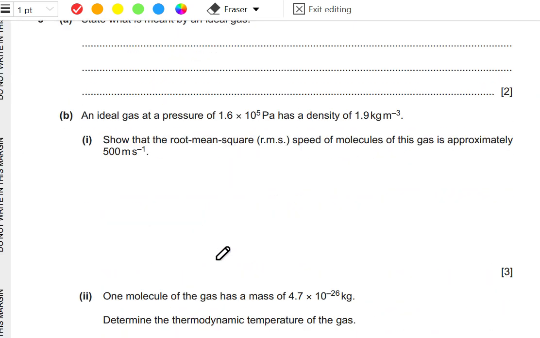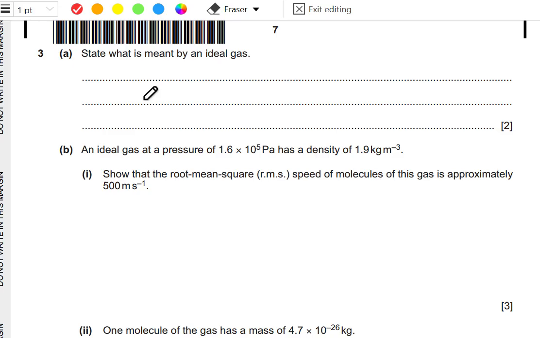State what is meant by an ideal gas. A gas that obeys pV equals nRT. T here is the thermodynamic temperature, which is temperature in Kelvin.